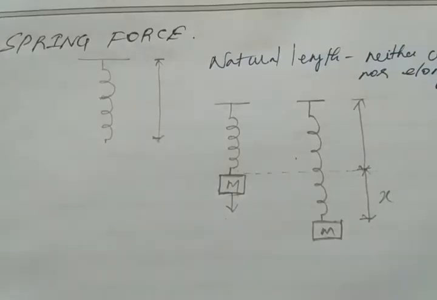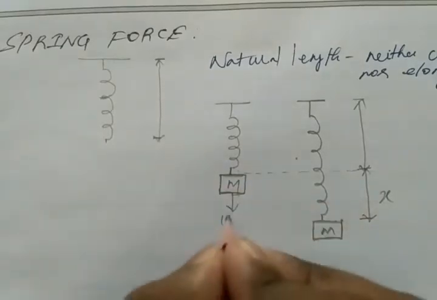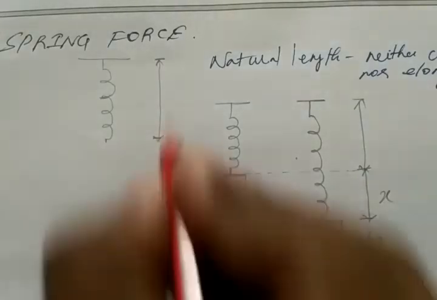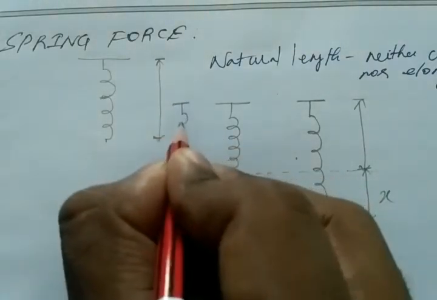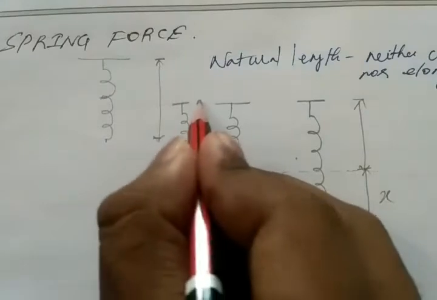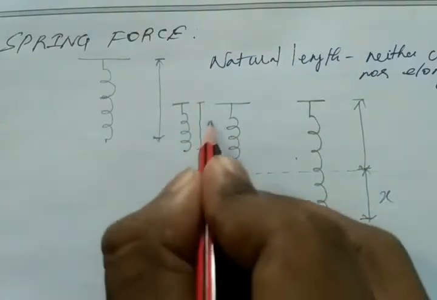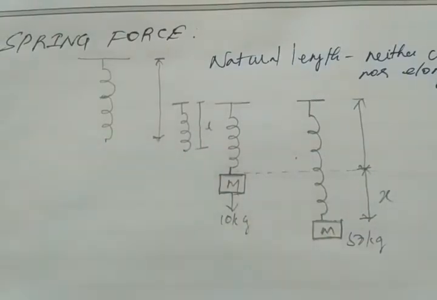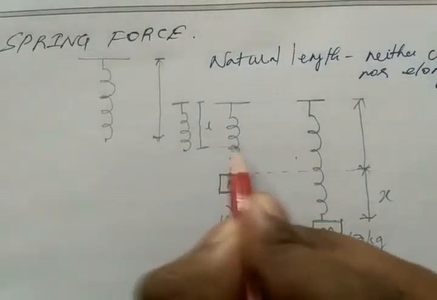Okay, so if we add more mass, what will happen? For example, think of a scenario. If this mass is 10 kilograms and this mass is 50 kilograms, and this is our original spring, this is the mean length, or natural length, of the spring. We add 10 kilograms of mass to the spring and 50 kilograms of mass to the spring. In these two cases, the spring got elongated, and the elongation is based on the weight attached to the spring.